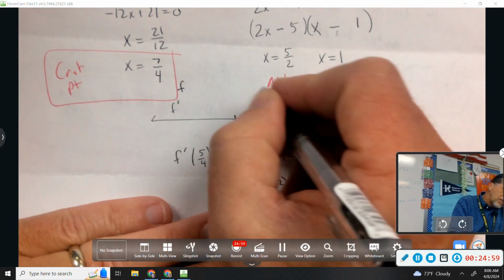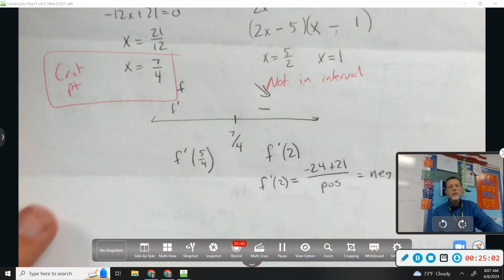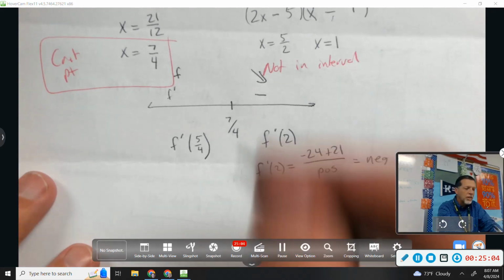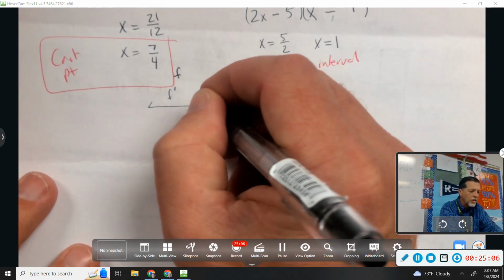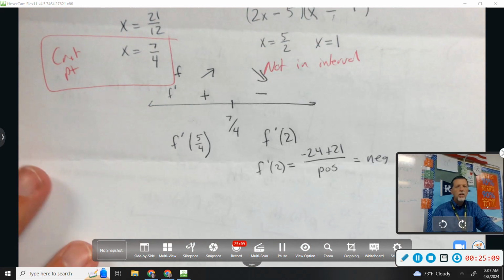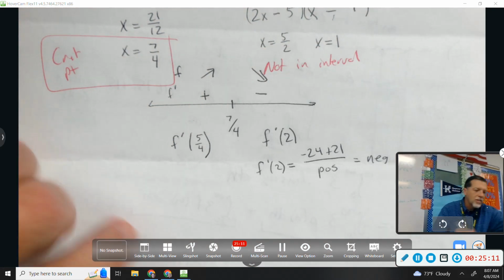which means f is decreasing. I'm going to put both of them on there. And I'm just going to say by the alternating rule, that means this side has to be positive. F prime is positive, which means f is increasing.